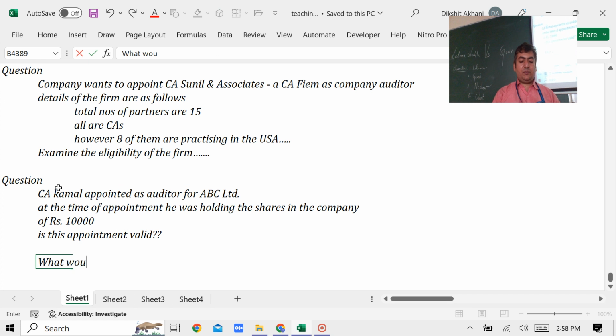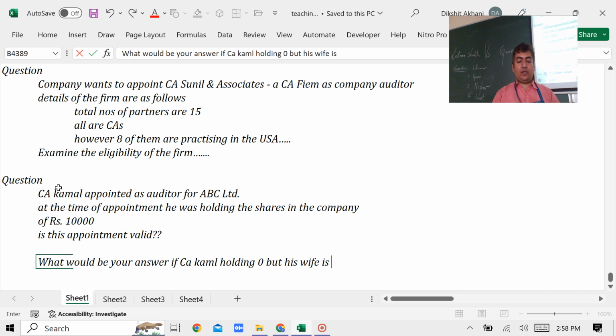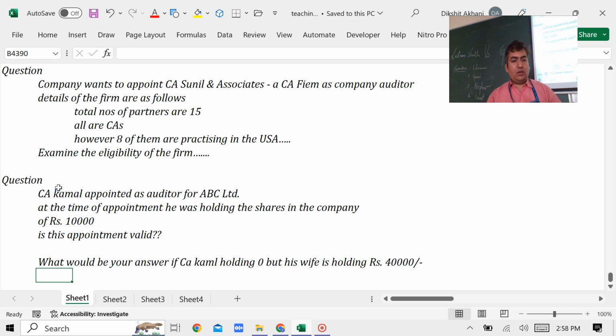Next is, what would be your answer if CA Kamal holding zero but his wife is holding ₹40,000? So now this is what is the question, and this is face value. Whether I have put 10,000 there or 40,000 here, those are face values hai. So ye do jo questions hai, isko aap kaise answer karoge?